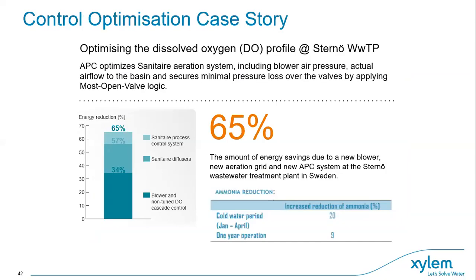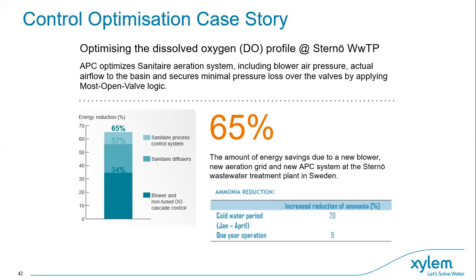On the control, we've got a short case story. So this is a plant, Sterno, which works in Sweden. In this scenario, I think this is a really good and interesting case story, which shows 65% energy saving, and that's actually, when you think about it, quite a substantial saving.